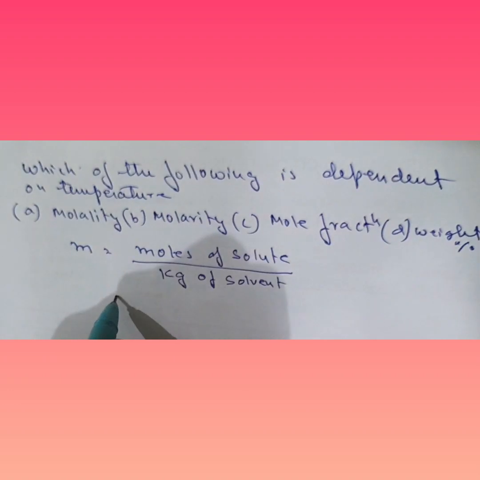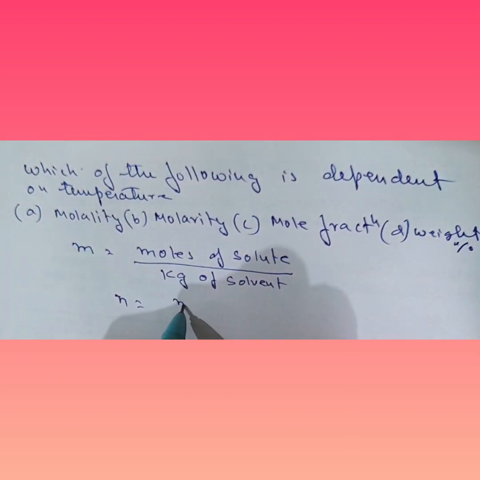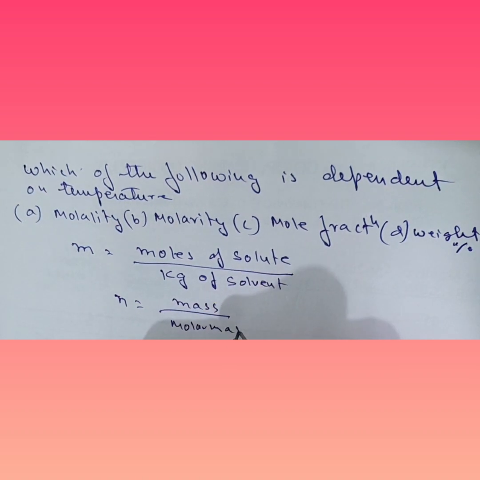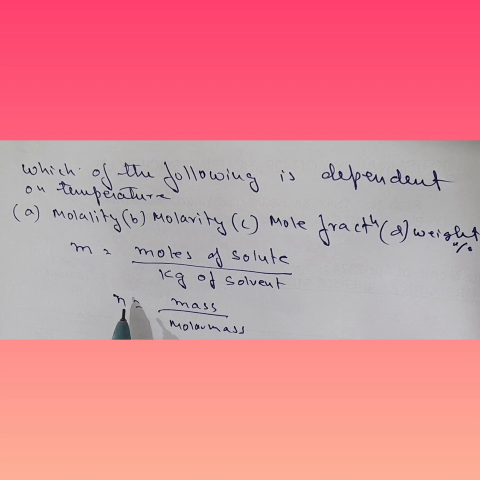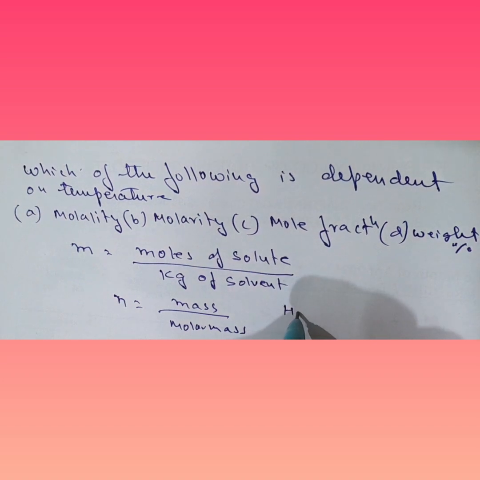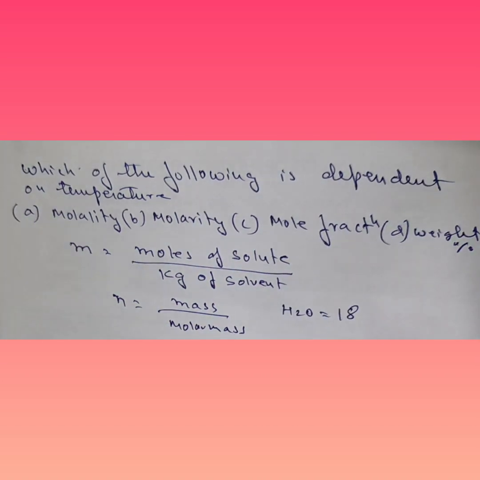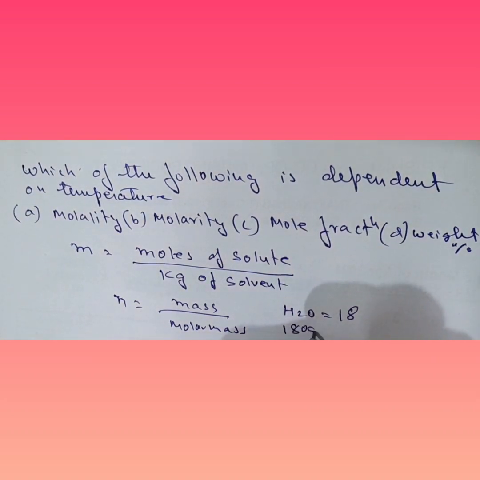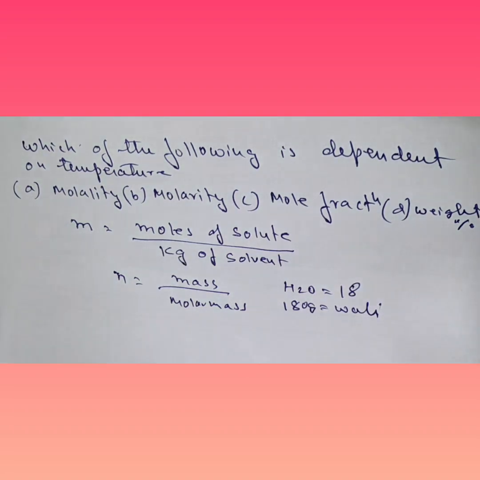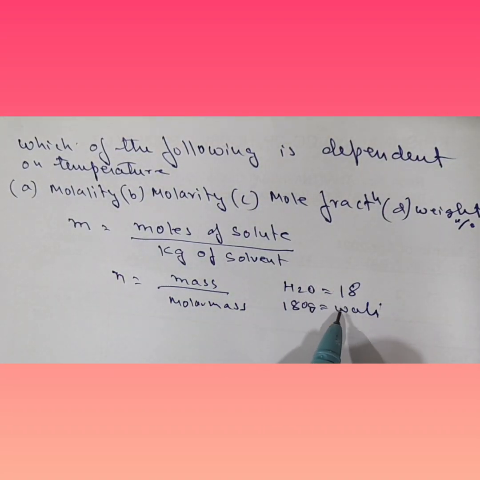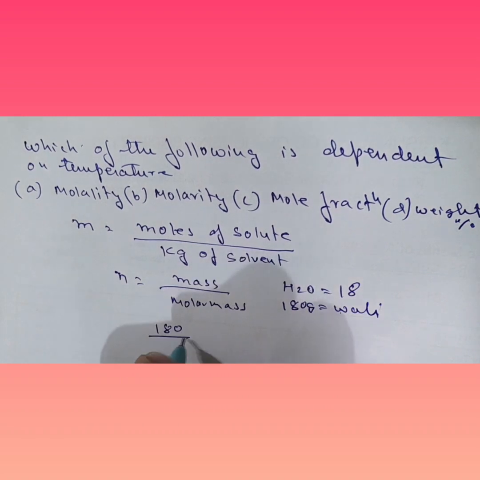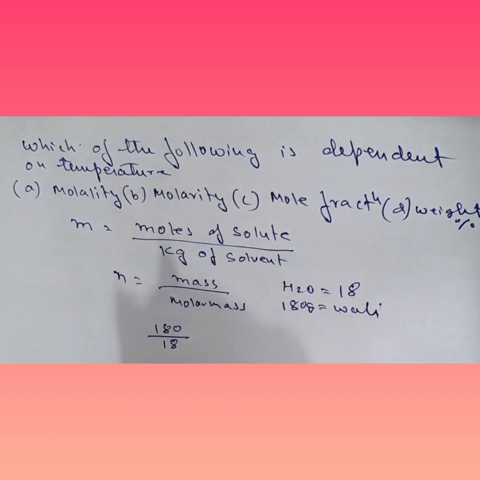Next thing that remains to understand is moles. Moles are represented by N. It is equal to mass of substance upon molar mass. That is the number of moles. Now we know that the molar mass of water is 18. Suppose I have given you 180 gram of water. So what is the number of moles? In that case, the mass is 180 gram divided by 18, the molar mass of water. So N would be equal to 10.